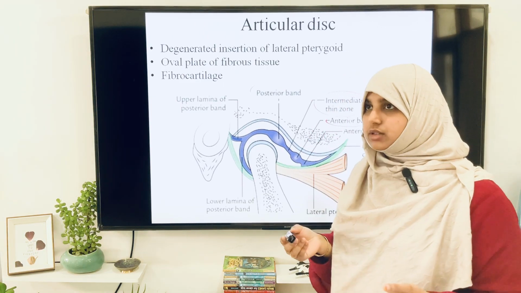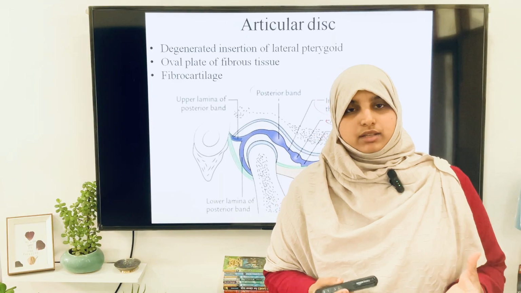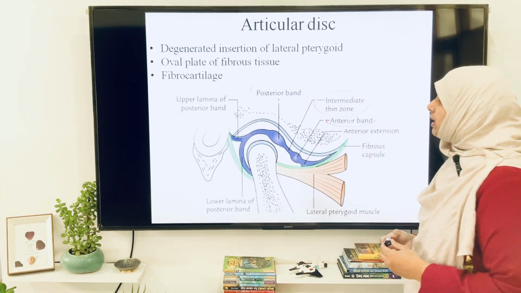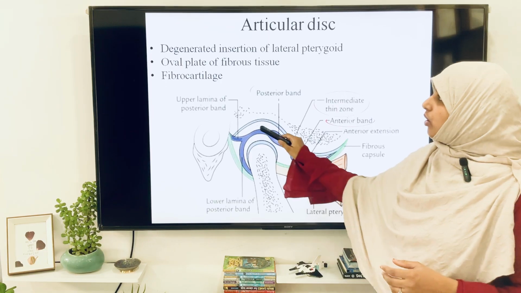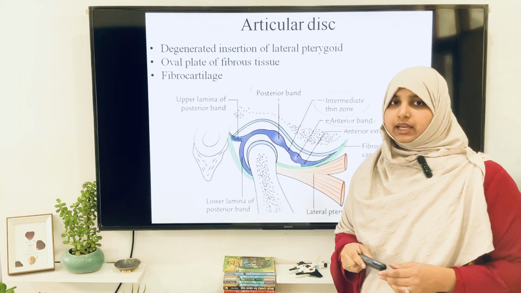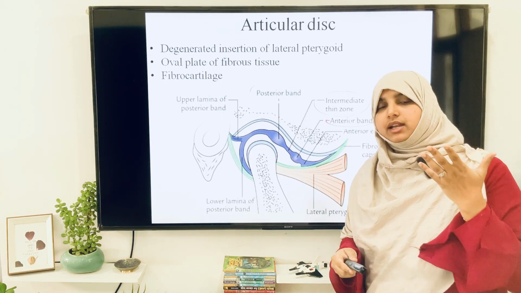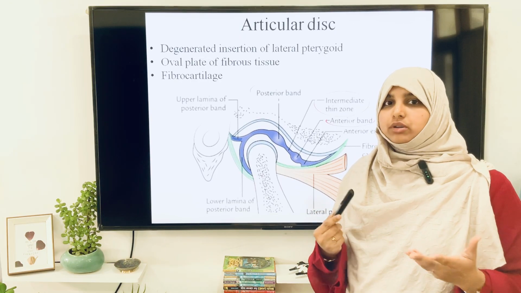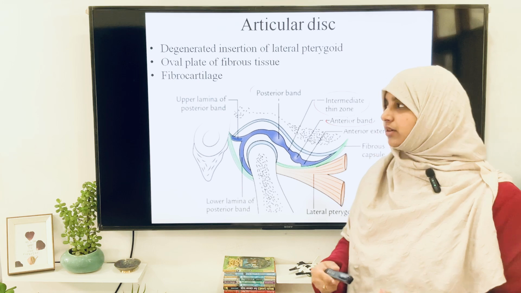In the future slides, you will see how important the lateral pterygoid is and how important the movements it is causing for this joint. Okay. Next, so what is this? It's an oval plate of fibrous tissue. Like we saw fibrocartilage above, the lining, this is also made up of fibrocartilage because, as I told you, there's a lot of movement, so it has to be tough. Okay, next.